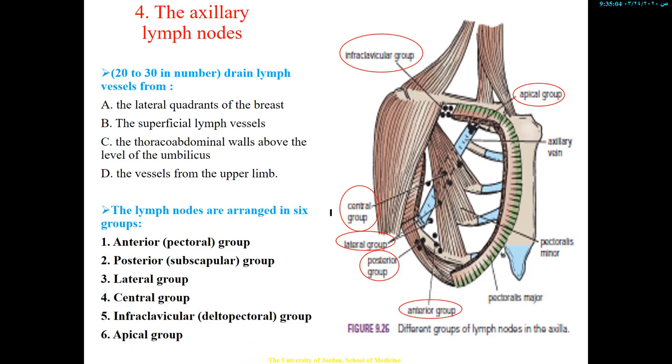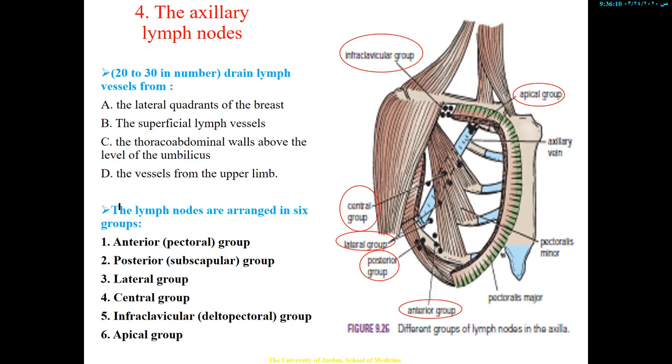And finally, the last thing to talk about here is the axillary lymph nodes, 23 in number. They drain vessels from the lateral quadrant of the breast, the superficial lymph vessels of the thoracoabdominal walls above the level of the umbilicus, and the vessels from the upper limb. As you may know, the lymphatic system is the defensive mechanism of your body. It collects the lymphatics from the skin and superficial fascia, and they go into a station. In the lower limb, it was around the inguinal area, in the popliteal fossa, and in the femoral triangle. Here in the upper limb, it is the axilla where they arrange themselves.